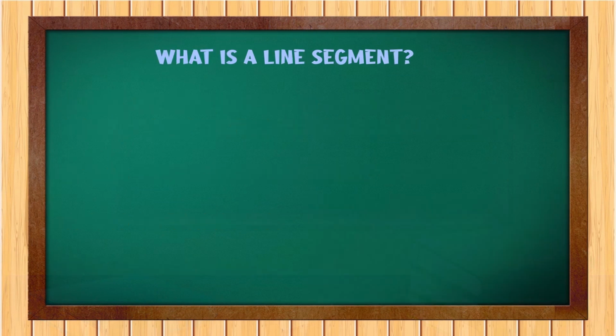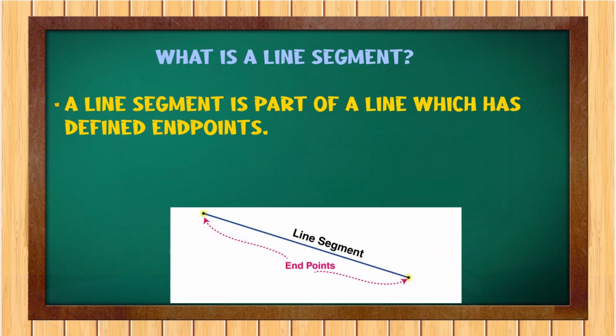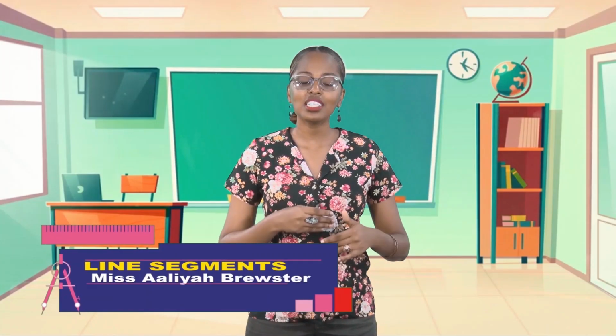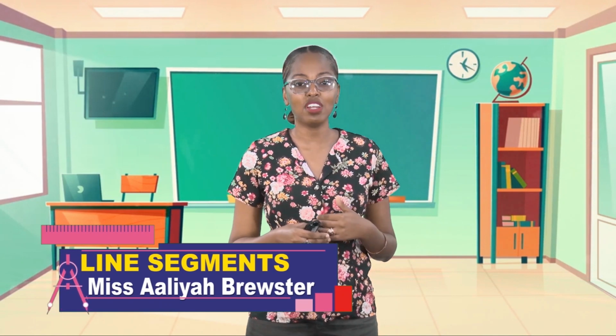A line segment, on the other hand, is a part of a line. It has a beginning and an end. It does not go on and on like a line. So it has a part where it begins and a part where it stops. That's called a line segment. Let's discuss the different types of line now.